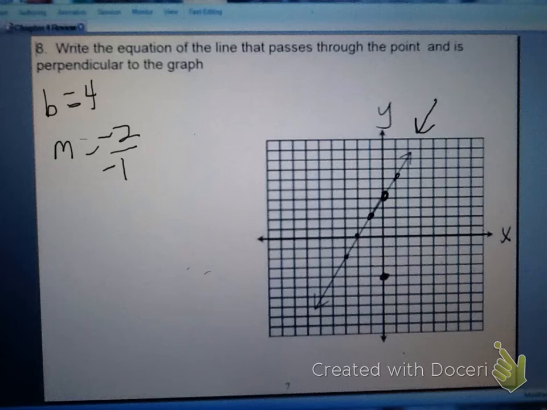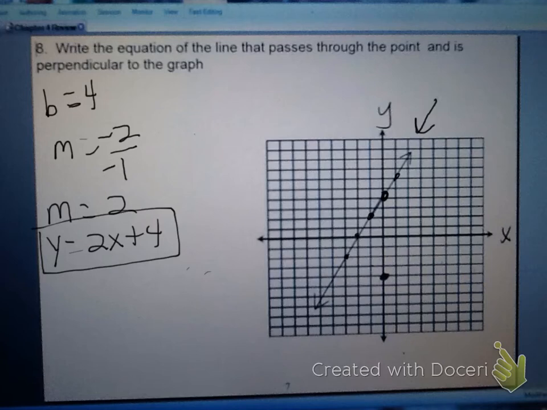So, I feel very confident that my slope is 2. So the equation of this line is y equals 2x plus 4. The equation I have to get is the one that goes through the point that's given to me, that little dot down there, this point right here at negative 4. And it's perpendicular. So my perpendicular slope is the opposite and the reciprocal. So that's negative 1/2.